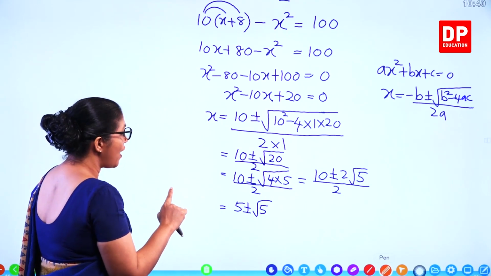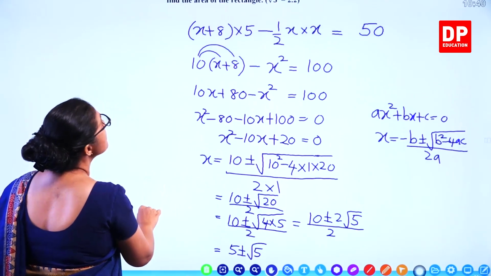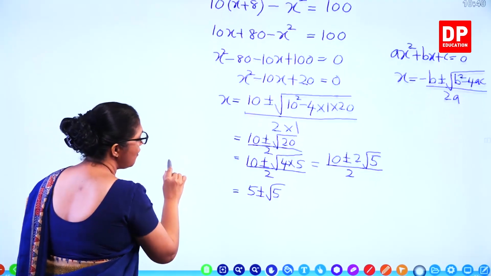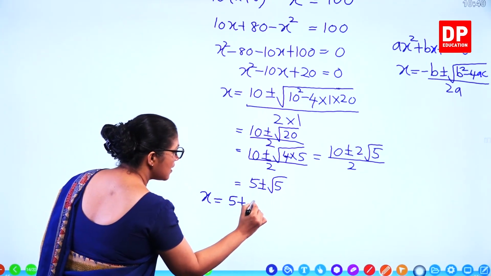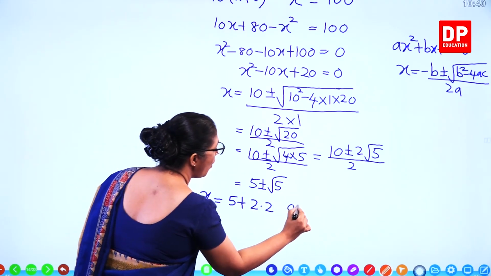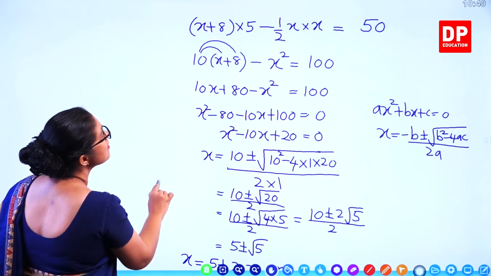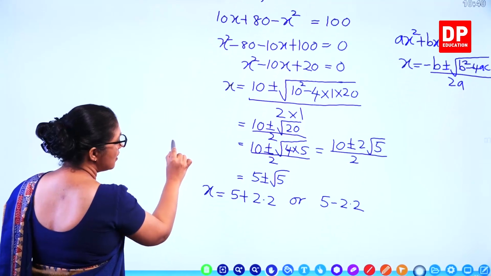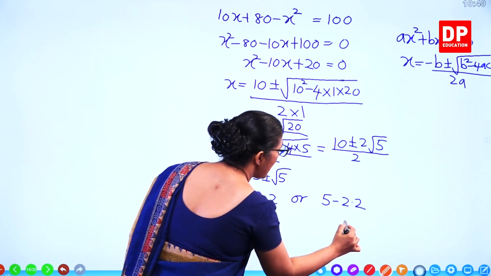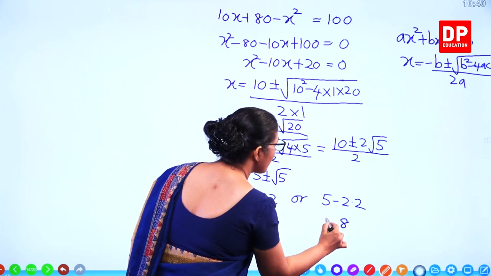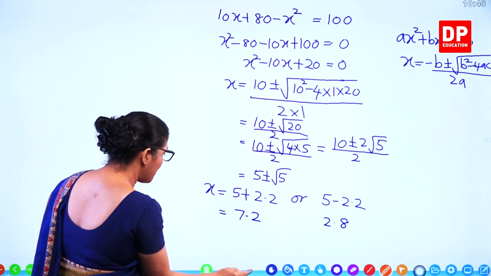So we need to find out. Now substituting root 5, what's the answer given? 2.2. So here we'll find out both solutions. So x becomes 5 plus 2.2 or 5 minus 2.2. So 2.2 is the answer for root 5. So what are the possibilities? You get 7.2 or you get 2.8. But this is x means, now look at the diagram.